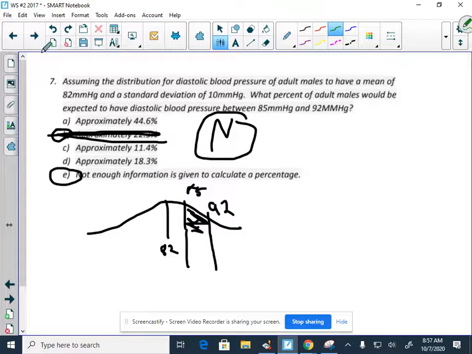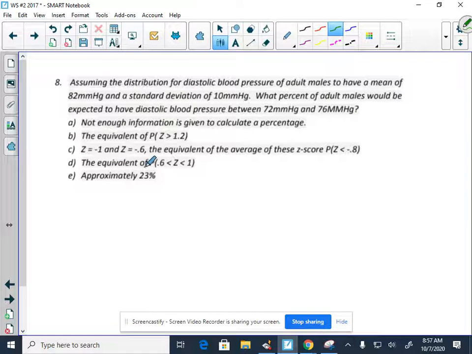We're on number 8. We just did number 7. We didn't know if it was normal, so it's E. I wasted a lot of time. All right, number 8. Assuming the distribution has a mean of this, standard deviation of this, what percent would be between 72 and 78? Oh, I don't see normal here either. Do you see it? No. Nope. So that one also is E. So glad we had one person on their toes in here to save us a lot of time on this one. And absolutely, it can be on the test.